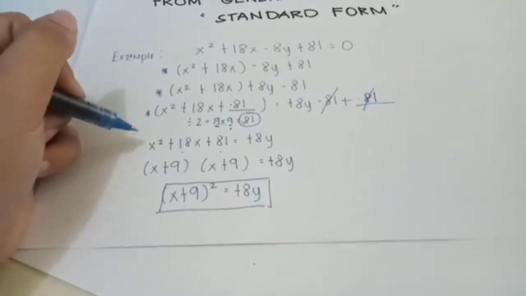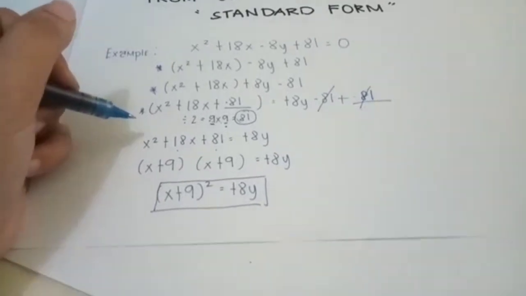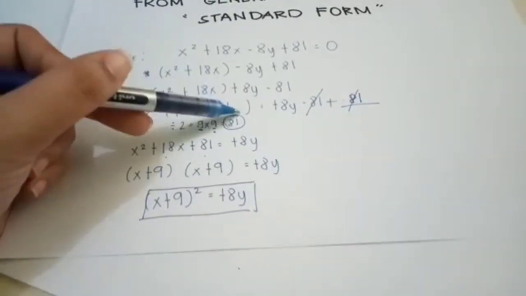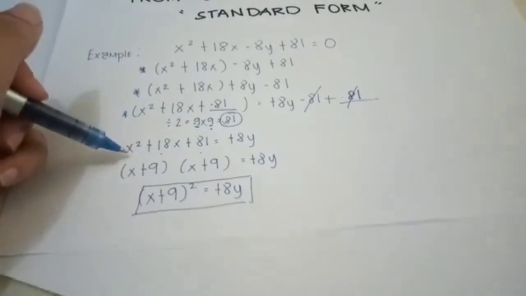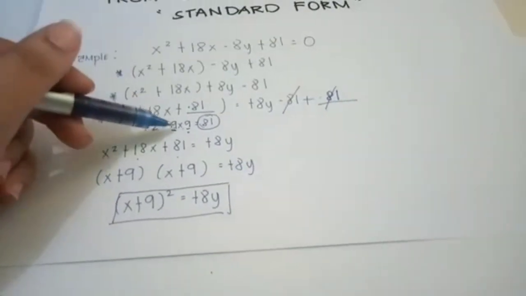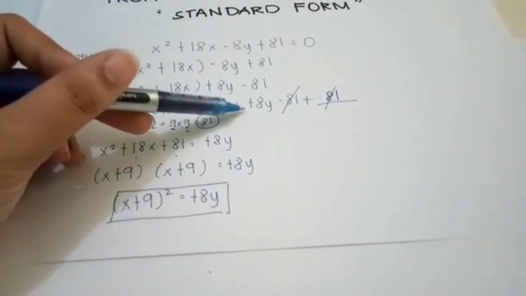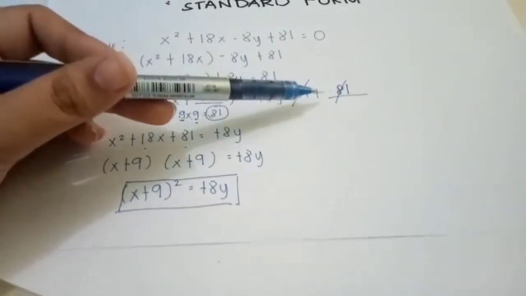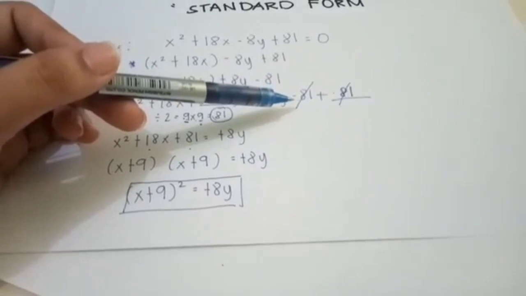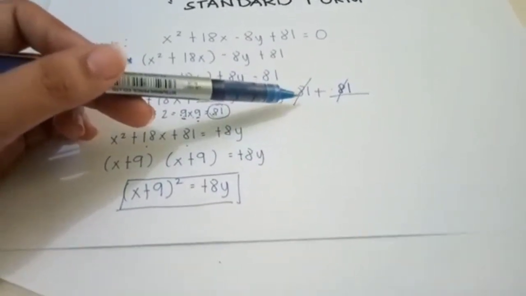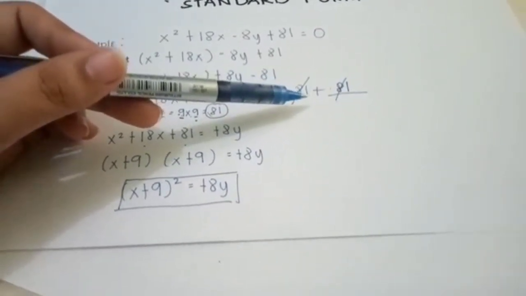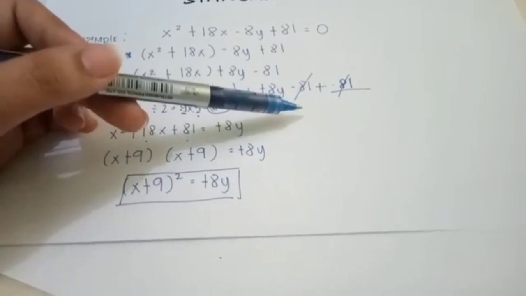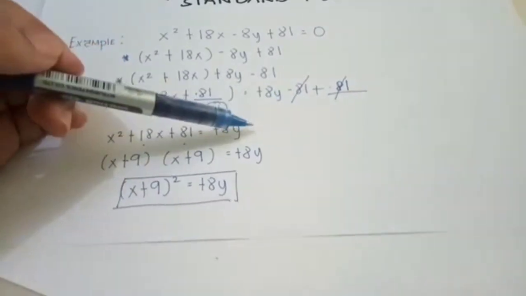Fourth step, simplify both sides of the equation. It means po, tatanggalin na natin ang parenthesis. I-bring down natin si x squared, si 18x plus 81, at pati na po si positive 8y. Si negative 81 at positive 81 po, i-compute natin sila dahil they are both like terms. So, negative 81 plus 81 is equal to 0. So, we don't need to write 0.